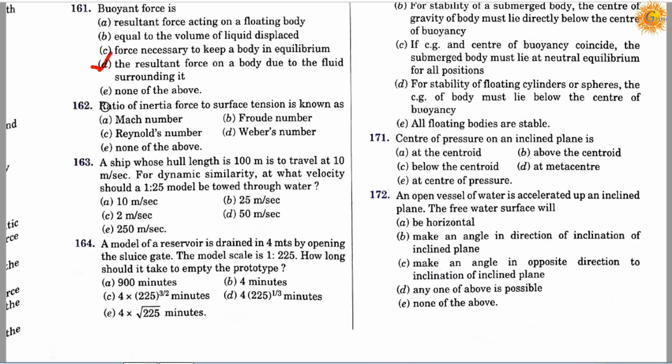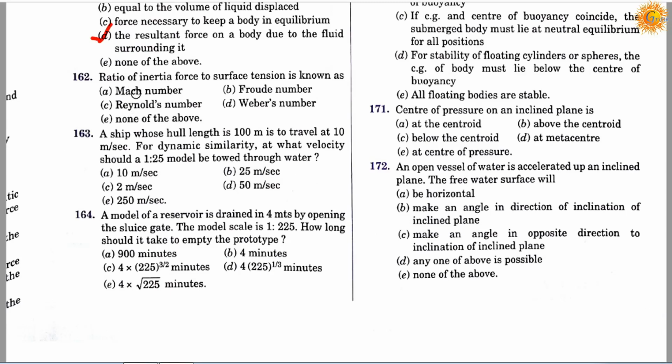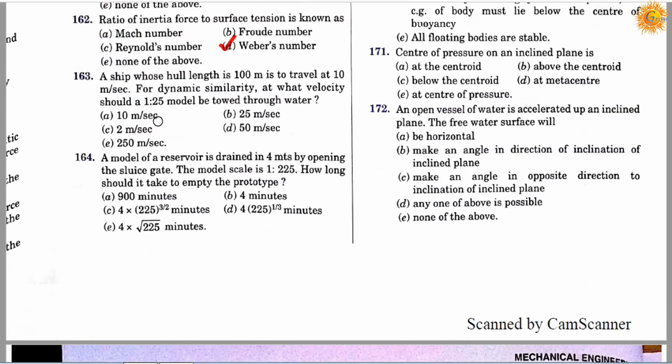Question number 162. Ratio of inertia force to surface tension is known as: option A, Mach number; option B, Froude number; option C, Reynolds number; option D, Weber number; and option E, none of the above. So the correct answer is D, it's the Weber number.